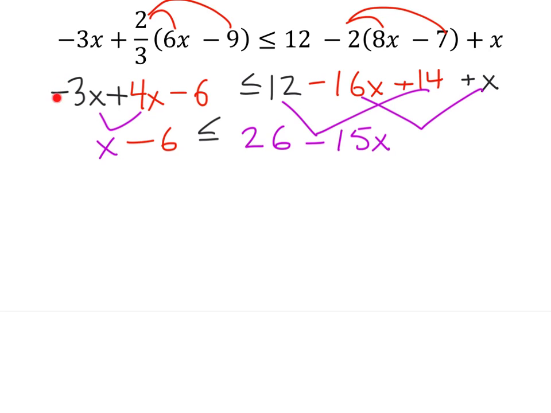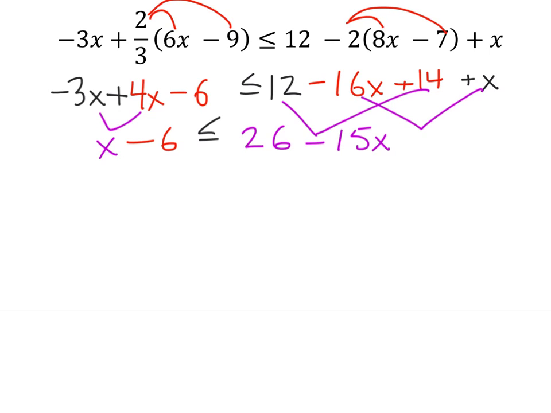-3x plus 4x would give us a 1x, but we'll make that a phantom 1. And -16x plus 1x would give us a -15x. 12 plus 14 is 26. And remember, we don't have to change that inequality unless when we divide or multiply, we do it by a negative, or if the coefficient of the variable is a negative on the last step.